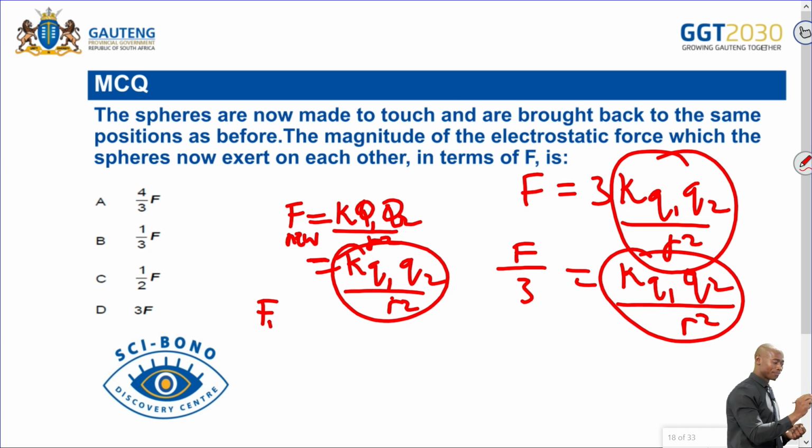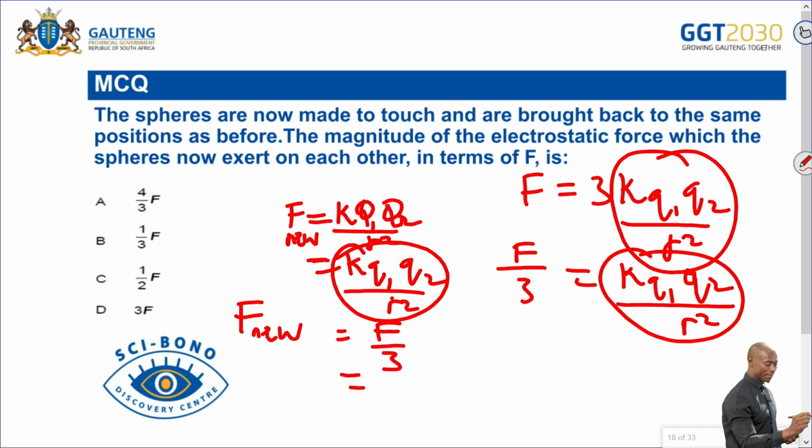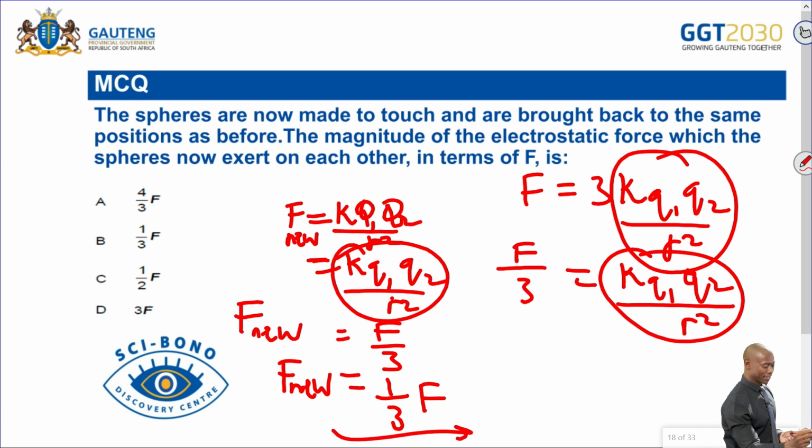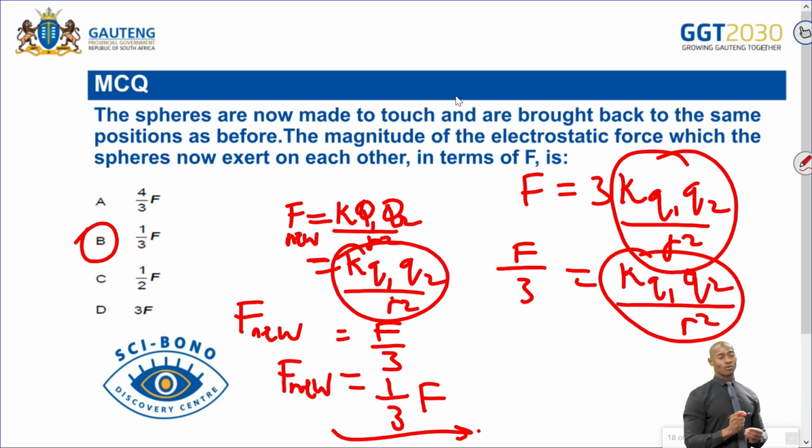So F new will be, where there is KQ1 Q2 over R squared, I can substitute by F over 3, which is the same as 1 over 3 F. That is the new F. So it's just maths here. All right, so our answer here will be B.